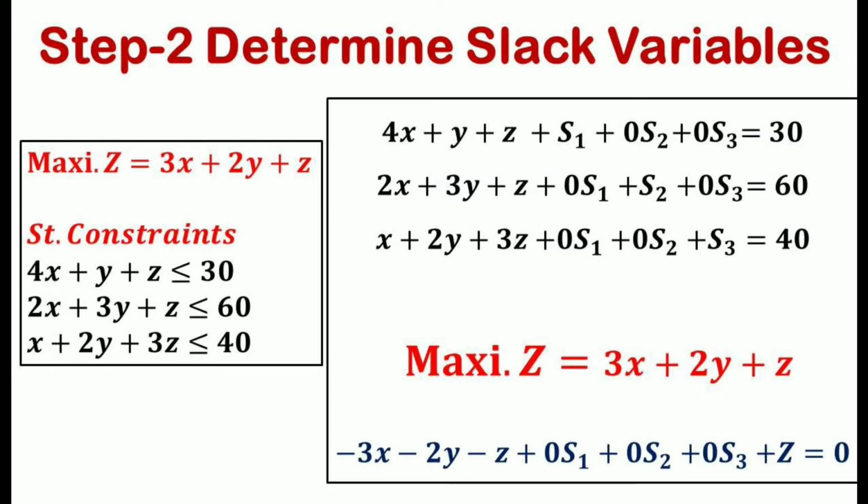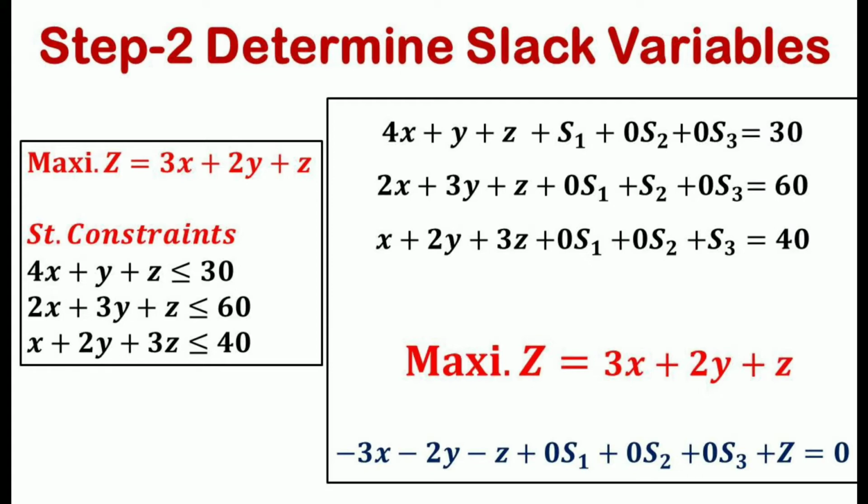Similarly, for the second constraint, 2x plus 3y plus z less than or equal to 60, it will become 2x plus 3y plus z plus 0 s1 plus s2, where the s2 coefficient will be +1, plus 0 s3, which is equal to 60. And the third constraint, x plus 2y plus 3z less than or equal to 40, will become x plus 2y plus 3z plus 0 s1 plus 0 s2 plus s3, where the coefficient of s3 is equal to 1, and the coefficients of s1 and s2 are 0, which is equal to 40.